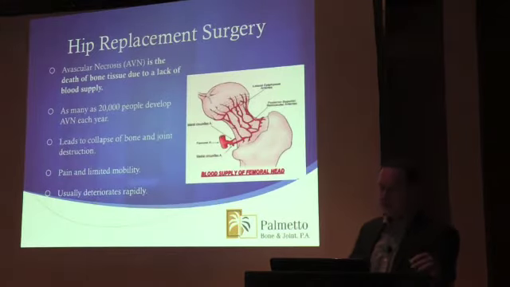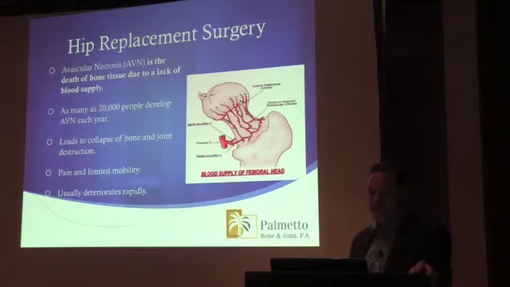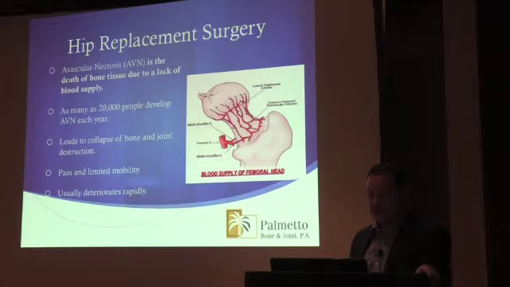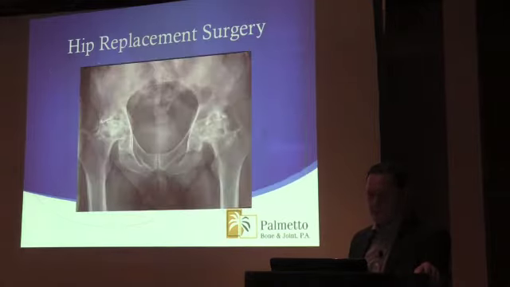Another condition that can lead to a person to require a hip replacement is avascular necrosis. That's basically like a stroke to the ball of the hip. So for some reason, the blood supply to the ball gets disrupted and that area of that bone dies. Typically, it's more rare than osteoarthritis, and you can see that as many as about 20,000 people a year will develop AVN. Again, that leads to collapse of the bone in the joint and the joint destruction, causes pain and limited mobility, and it usually deteriorates pretty rapidly once it happens.